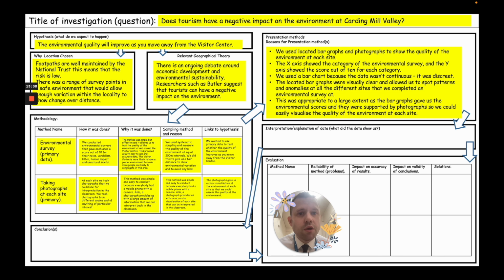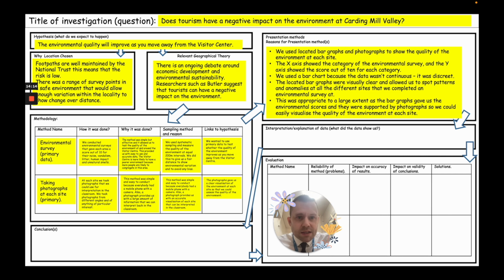So, presentation methods, reasons for presentation methods. So what we did is we used located bar graphs and photographs to show the quality of the environment at each site. Okay? So bar graphs. Ultimately, all we did is we made our bar graphs that showed the data from the environmental survey. We got the base map, and then we put the bar graph on top. Simple as that. So there should have been 1 bar graph at the visitor centre, 3 bar graphs north, 3 east, 3 south, 3 west. So in total you should have had 3, 6, 9, 12, 13 bar graphs.